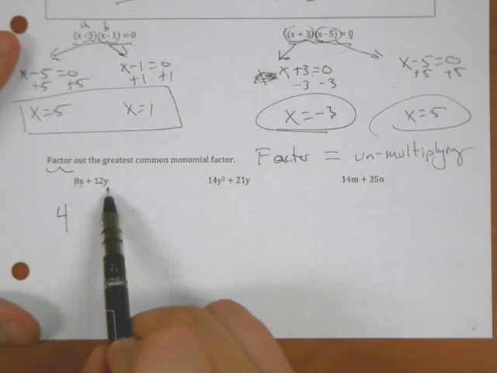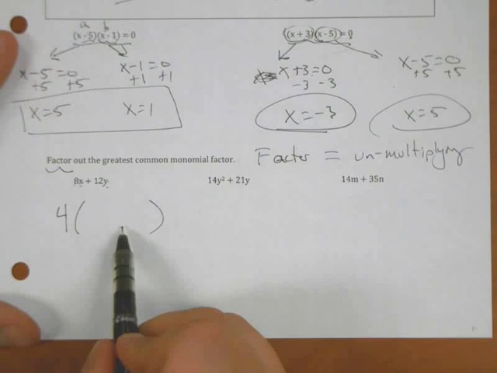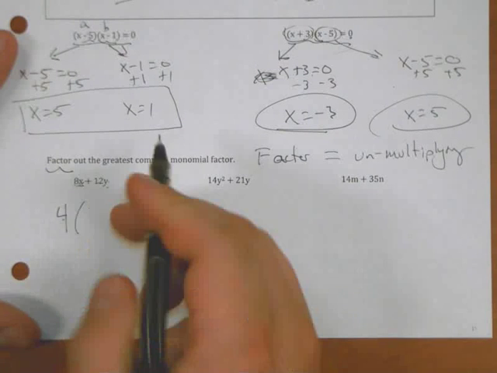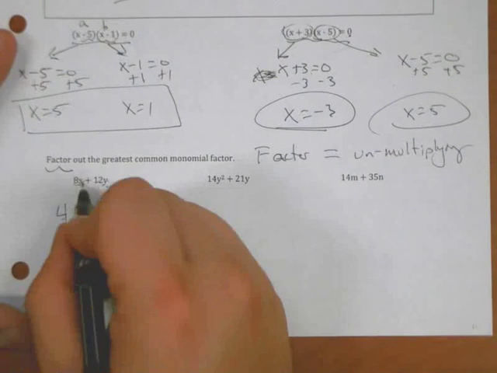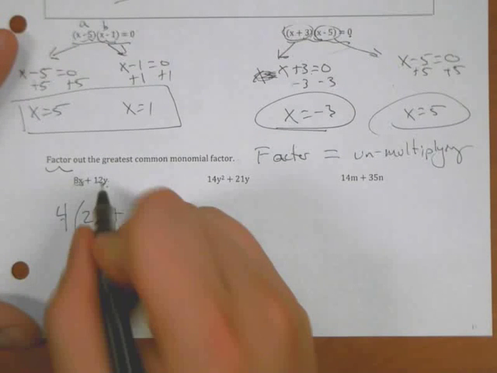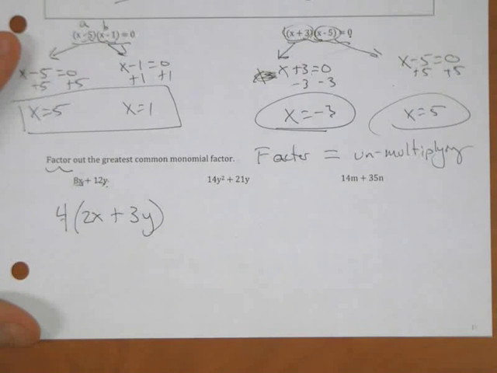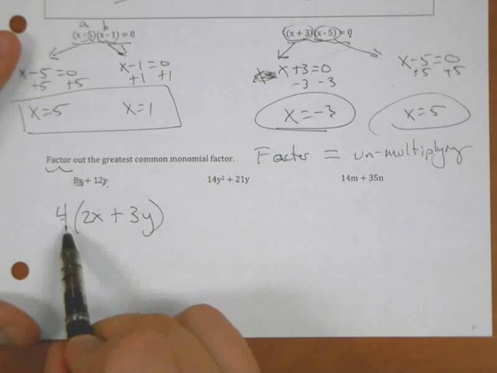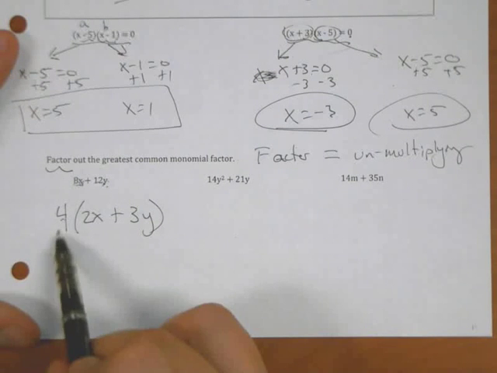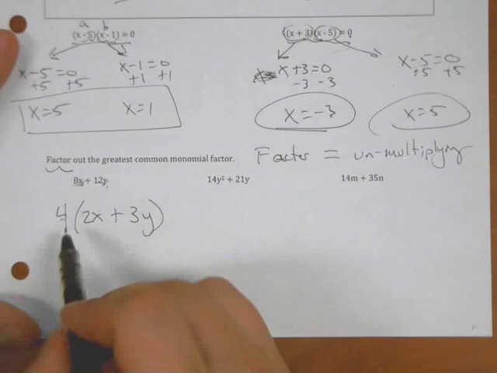Are there any variables shared? No. So now we'll put some parentheses and say, well, what times 4 gave this as an answer? Well, 2x times 4 gave 8x as an answer. And what times 4 gave that 12y as an answer? Well, you need to multiply it by 3y. And note, we've created a distributive property problem by figuring out what had to go in. This was the biggest thing in common, and what do you have to multiply this by to get this as an answer? 2x plus 3y.